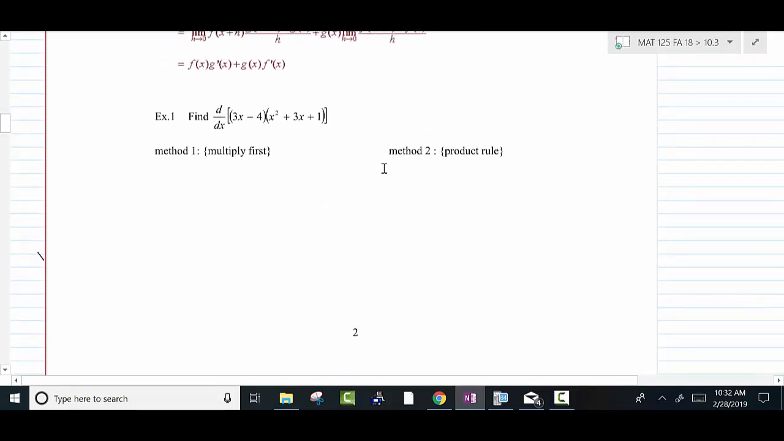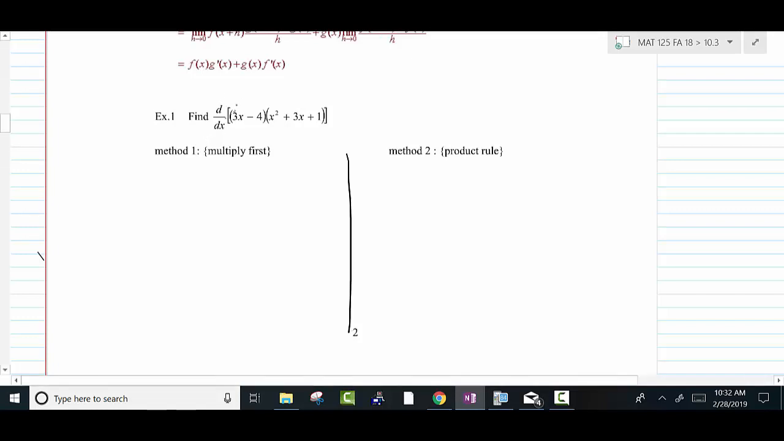Okay, so let's go down to the bottom of the page, and I'll get you started on this. We're going to do two methods. We're going to do the product rule, but we're going to do another way first. And sometimes it's better not to use the product rule. That's what I want to show you.